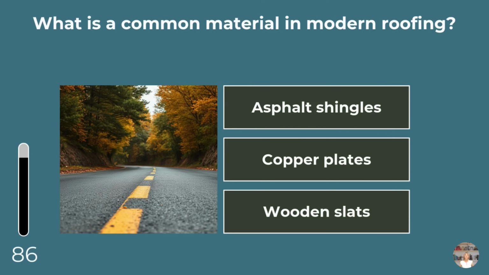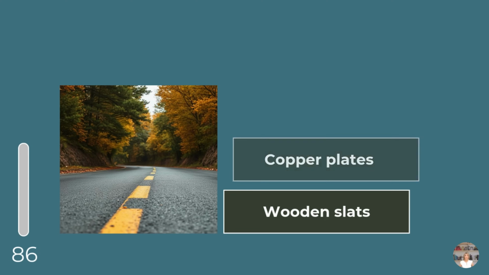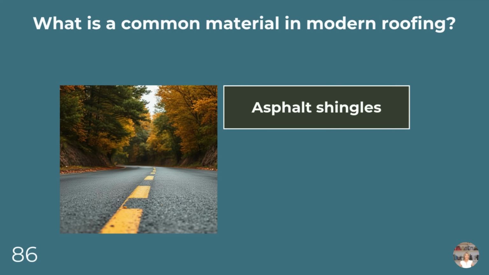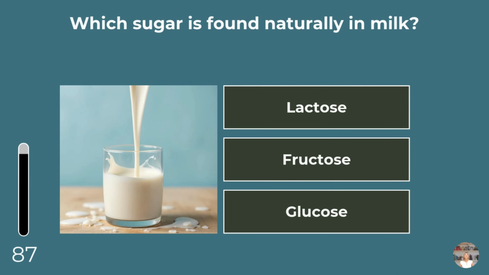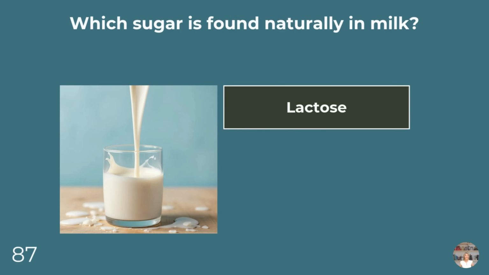What is a common material in modern roofing? Asphalt shingles, copper plates, or wooden slats? Asphalt shingles. Which sugar is found naturally in milk? Lactose, fructose, or glucose? Lactose.